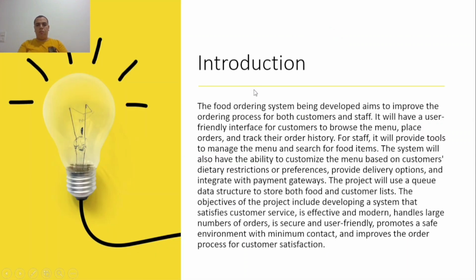Here is the introduction for our project. The food ordering system being developed aims to improve the ordering process for both customers and staff. It will have a user-friendly interface for customers to browse the menu, place orders, and track their order history. For staff, it will provide tools to manage the menu and search for food items.